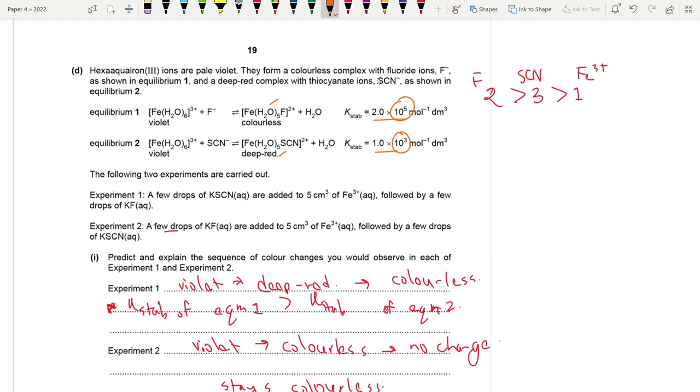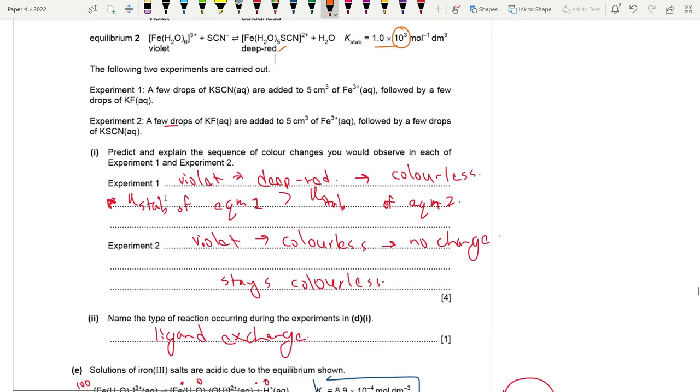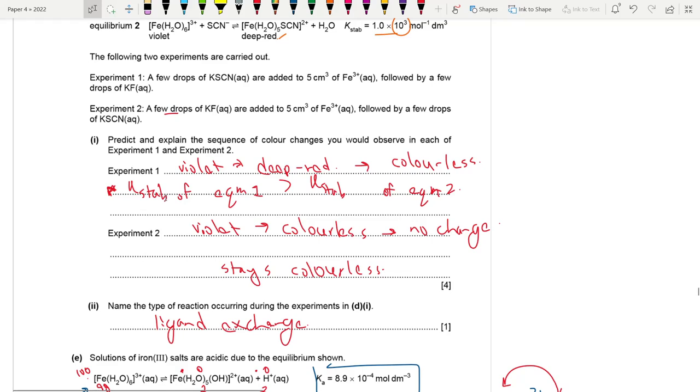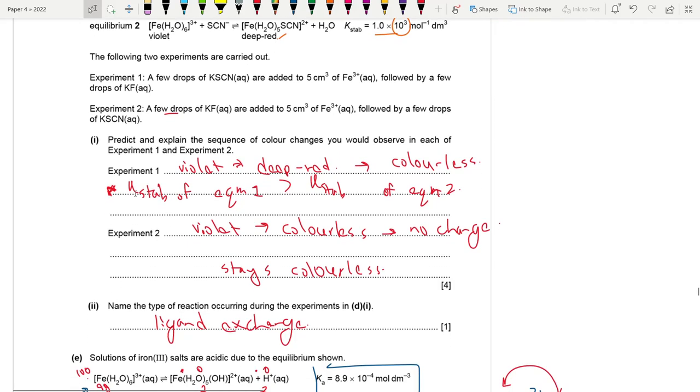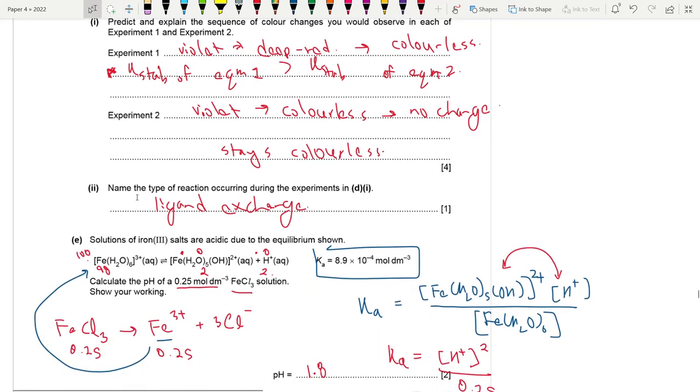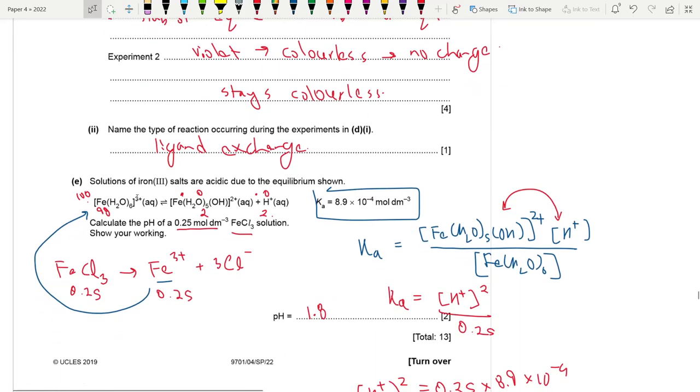But look at experiment 2. We're adding the fluoride first, so the violet one turns to colorless. Then we're adding the thiocyanate ions, but the solution will not turn deep red. There will be no change. Why is that? Because it does not form a more stable complex. So you have to give the explanation, saying that the stability of equilibrium 1 is greater than equilibrium 2, or that the stability of the colorless complex is greater than the one for the deep red one. So it stays colorless. Violet to colorless, then no change. So what type of reaction is occurring? Ligand exchange.